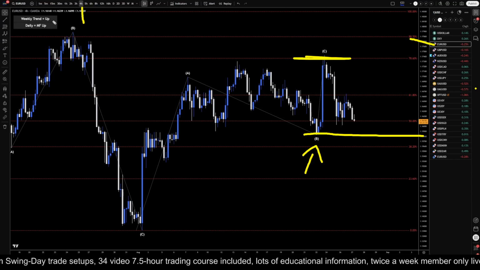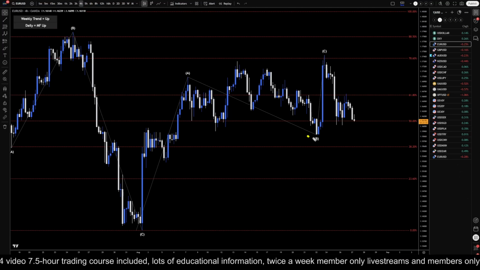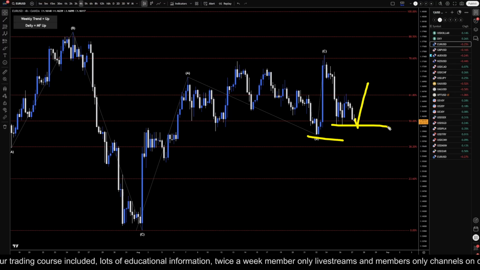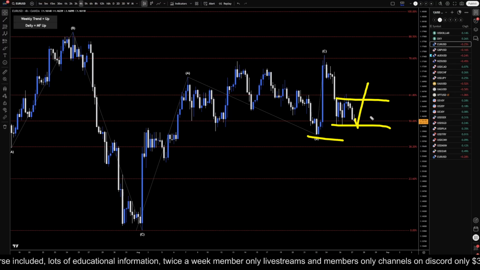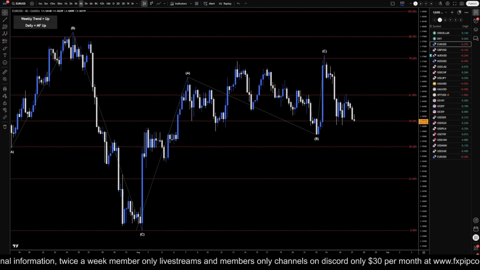But we have to keep in mind the trend is up on the weekly, the trend is up on the daily. So if this does make a higher low, and if it breaks structure, then it could end up continuing the higher time frame uptrend, which I definitely would not rule out as a possibility.